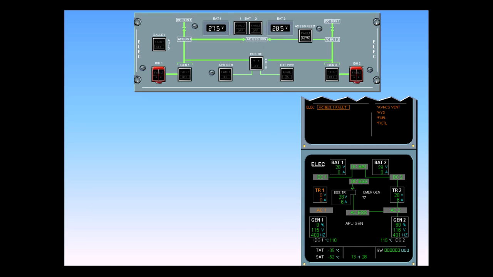In normal operation, the Essential TR is unpowered. Although it is labeled, the box symbol has no parameters listed. Now that it is in use, it's showing both volts and amps. As long as these parameters are in the normal range, they will be displayed in green. Should one or both become abnormal, the display will change to amber.